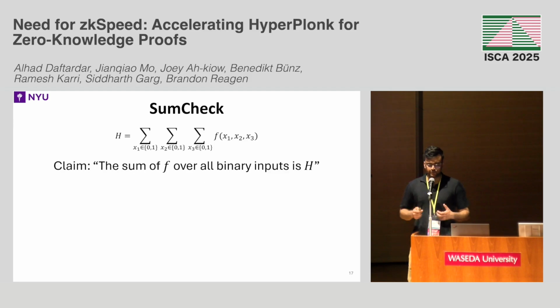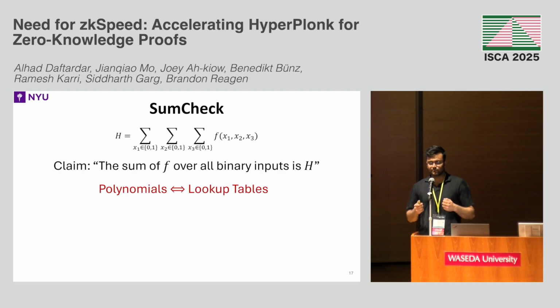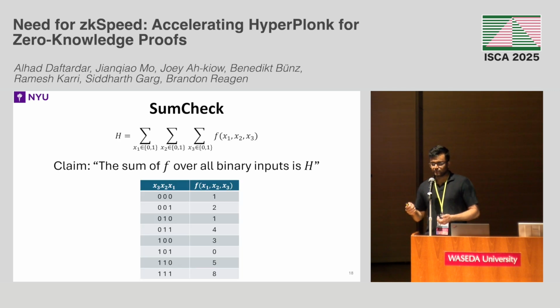In SumCheck, we're trying to make a claim about a polynomial: that the sum of all the binary evaluations of that polynomial is some number h. This seems kind of complicated, so let me simplify it. Polynomials actually map to lookup tables in hardware. So you might have a lookup table that looks like this, and all we're really saying is that the sum of all these evaluations, h, is 24.